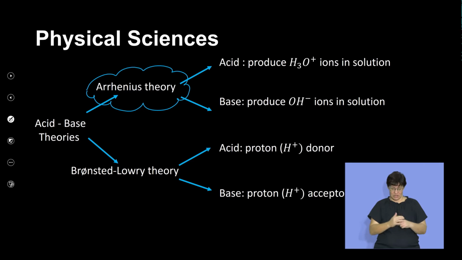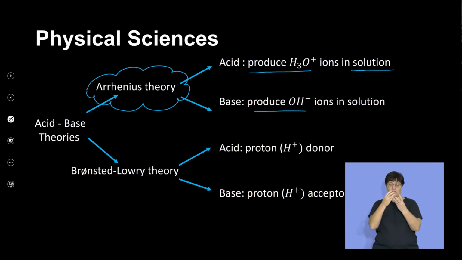One of them is the Arrhenius Theory that says to us that because these reactions of acids and bases are actually in aqueous solutions, Arrhenius says, an acid is by definition a substance that produces hydronium ions in solution. While a base is a substance that produces the hydroxide ion also in solution.